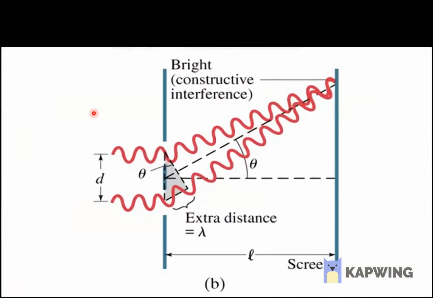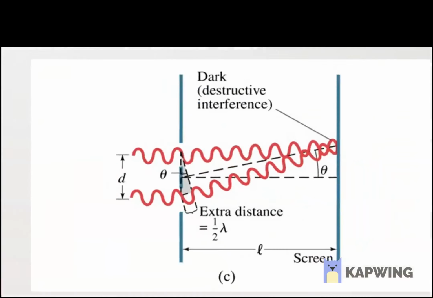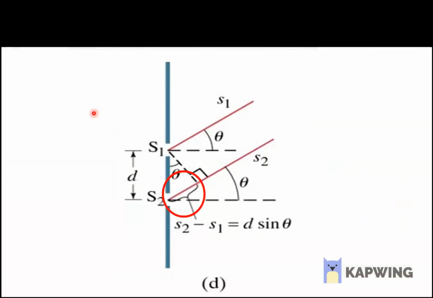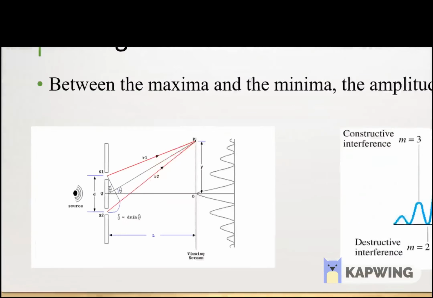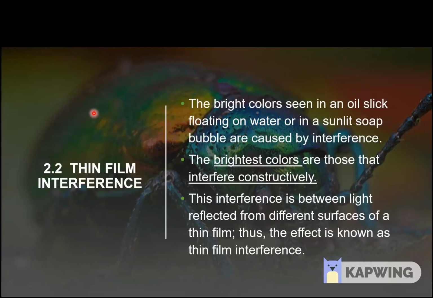Okay, you should also know how to calculate the order, distance, and so on related to Young's double slit experiment. Besides that, you will learn about thin film interference. Okay, in this chapter, you will also learn about interference in thin film.